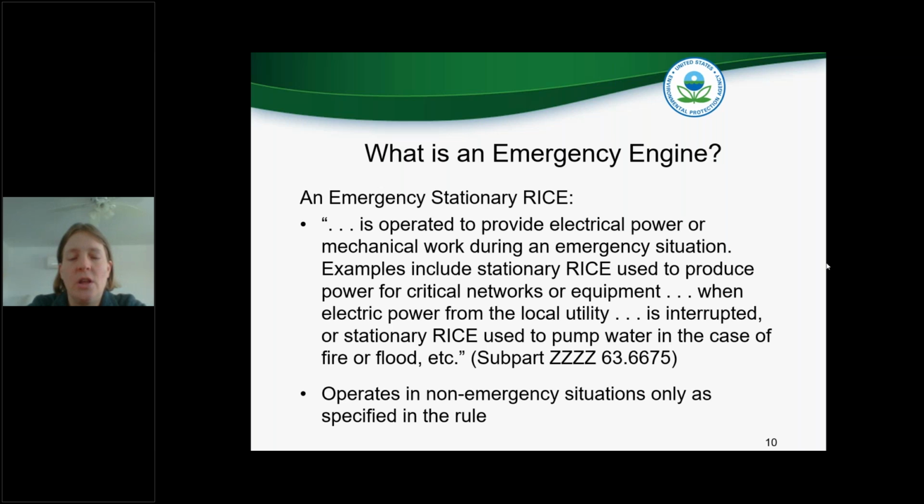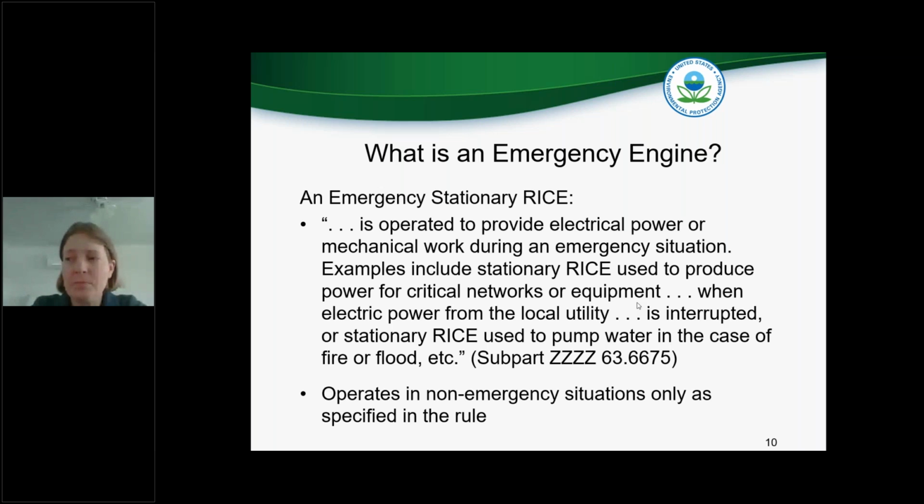As you can see here in the excerpt from the NESHAP subpart ZZZZ, we note that an emergency stationary RICE is operated to provide electrical power or mechanical work during an emergency situation. That's where they state the term emergency, but it's not specifically defined in the definition section. It then goes on to give examples. So examples include stationary RICE used to produce power for critical networks or equipment when electric power from the local utility is interrupted, or stationary RICE used to pump water in the case of fire or flood.